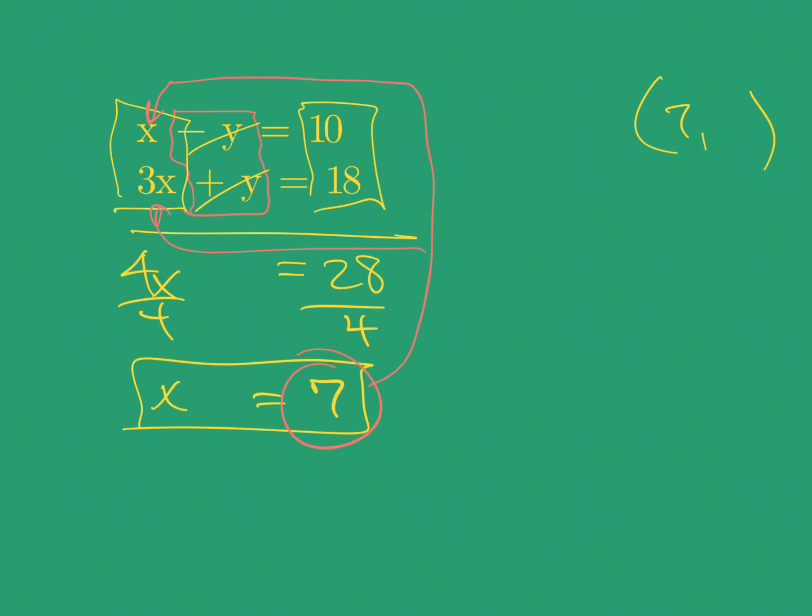Which one? Second one? Okay, so let's take it back. We're going to put x right there where that x is right next to that 3. So here's what that's going to look like. We're going to go 3 times 7. We're going to substitute the 7 for the x plus y equals 18.